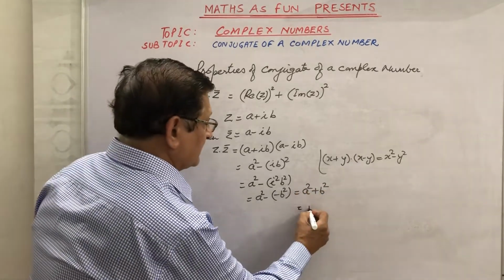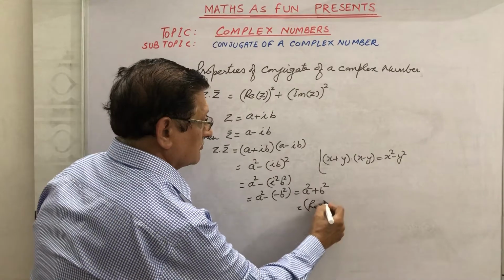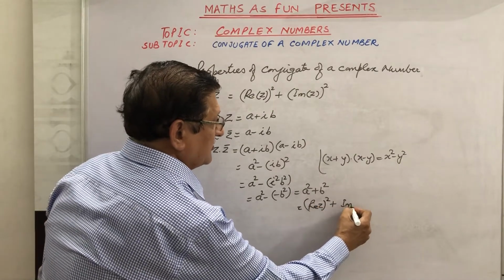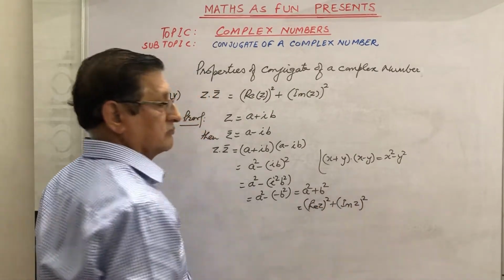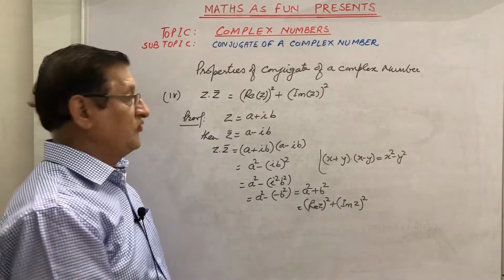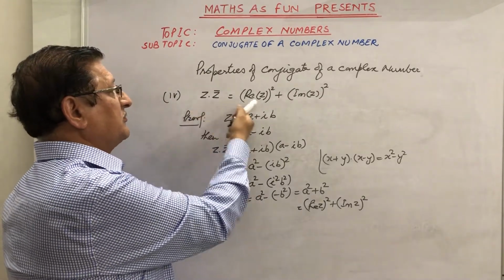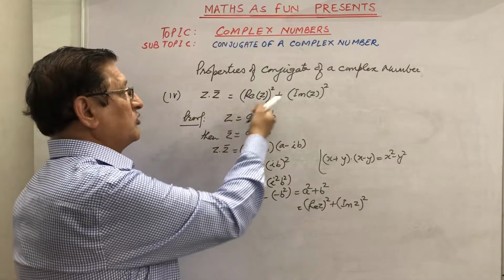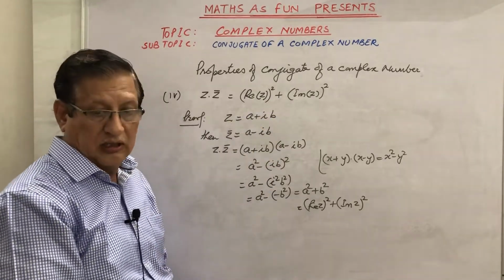And we know a is the real part of z and b is the imaginary part of z. So we can say that z into z bar is equal to the sum of the squares of the real part and the imaginary part.